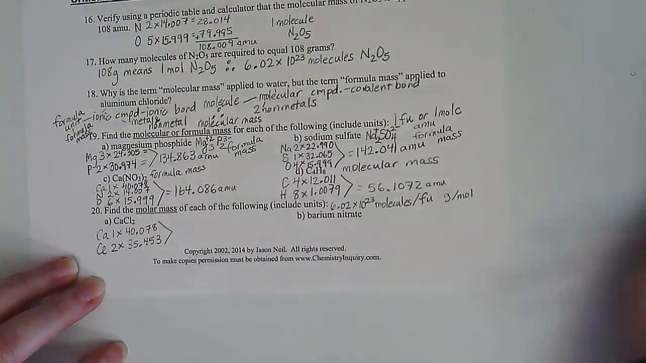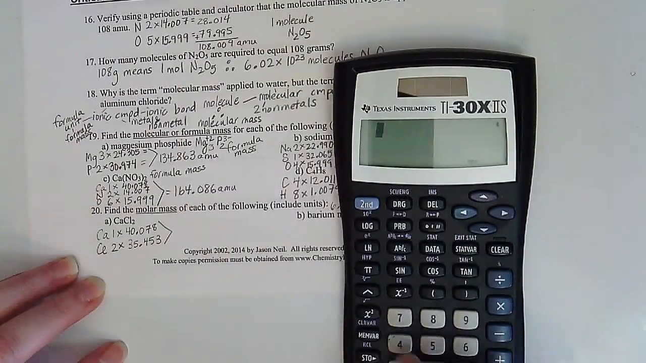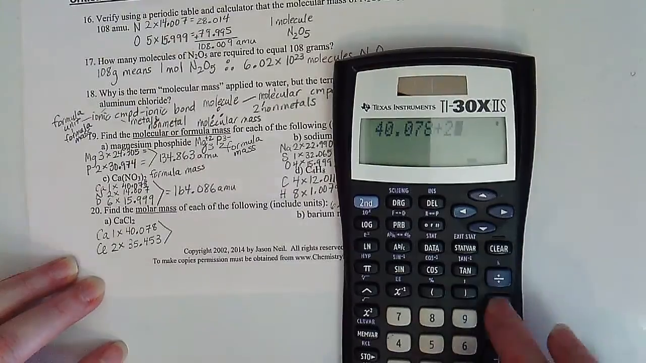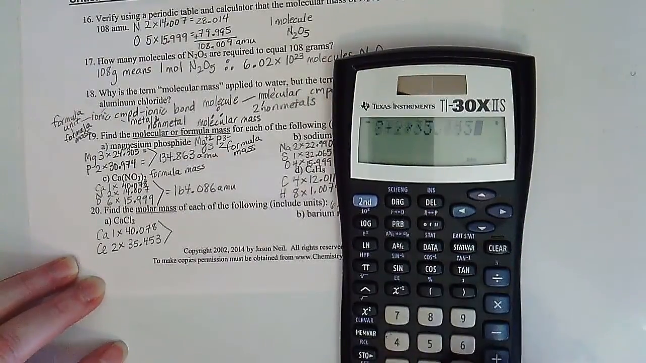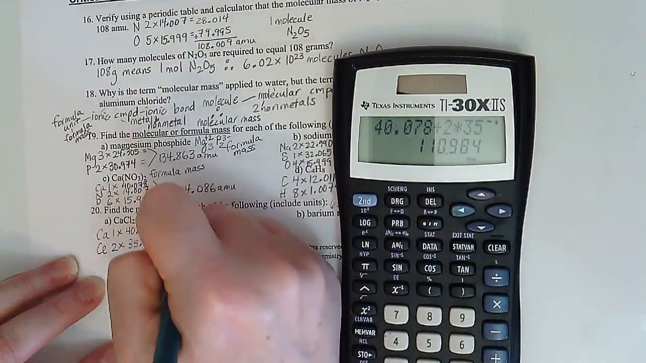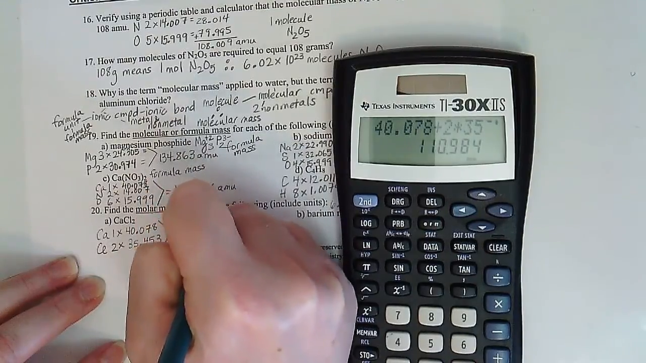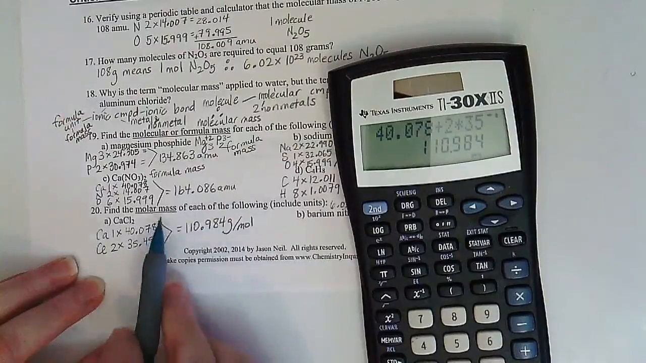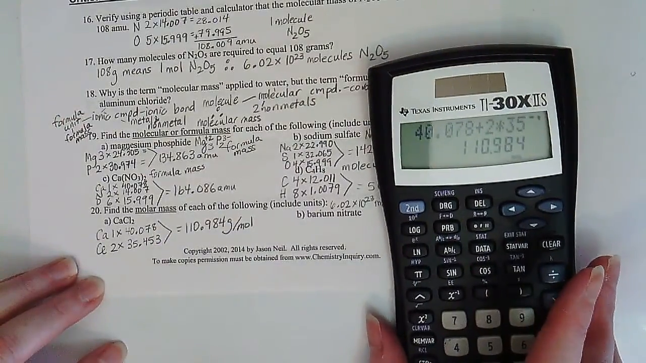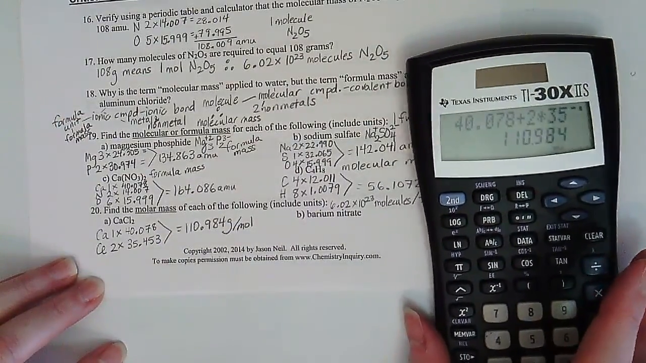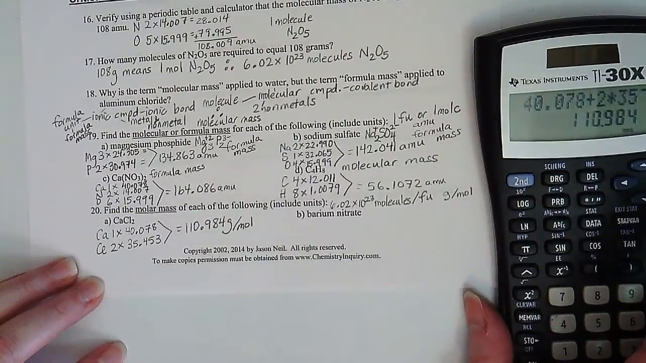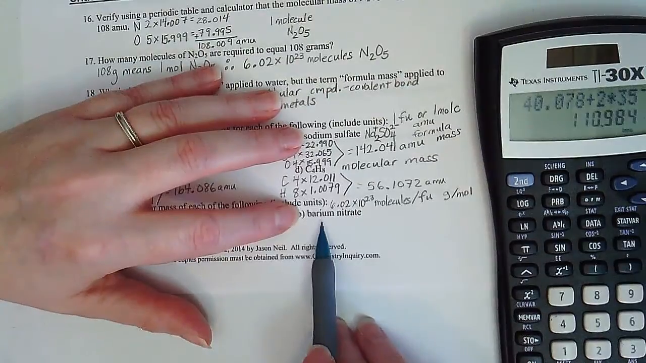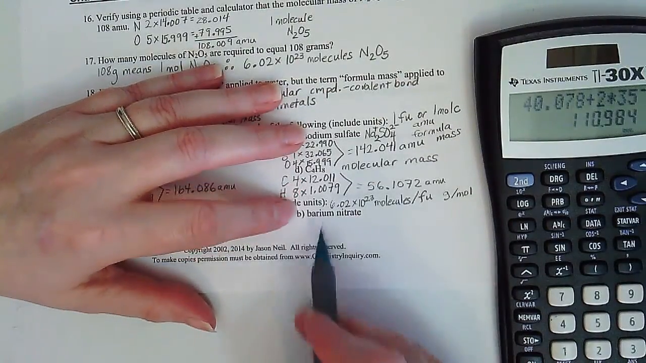Okay, and I'm going to add them together. So 40.078 plus 2 times 35.453. And I get 110.984, but this time grams per mole because I'm talking about Avogadro's number, or constant, of formula units in this case. Barium nitrate. Again, they didn't give me the formula, so I have to write this.